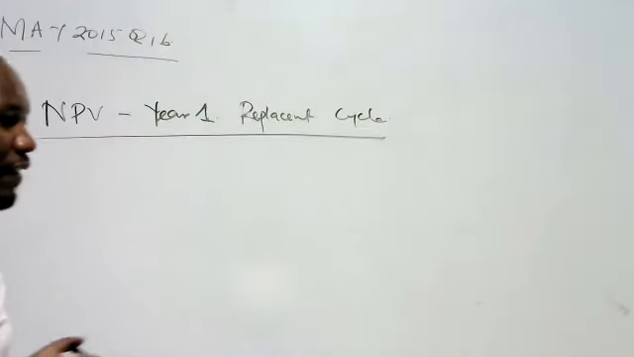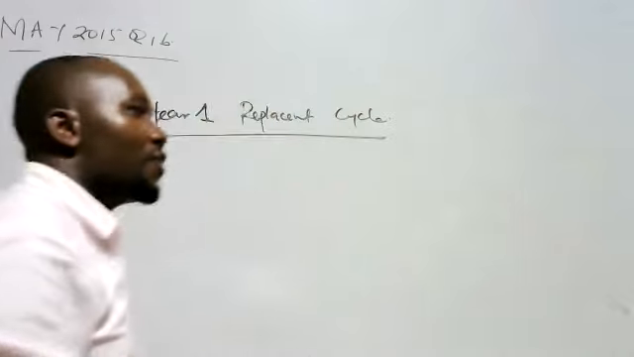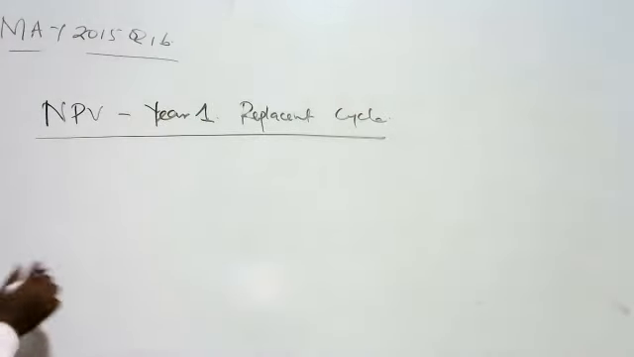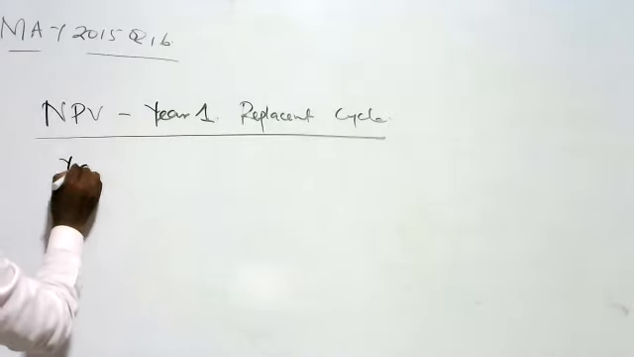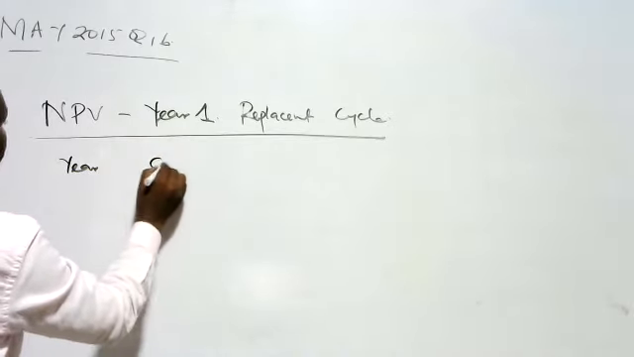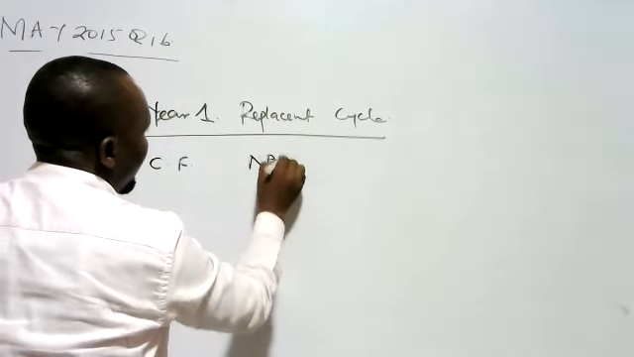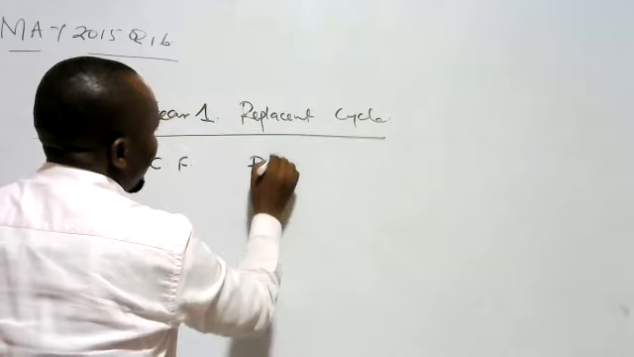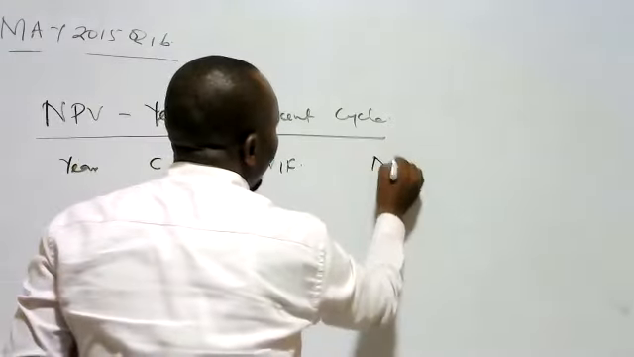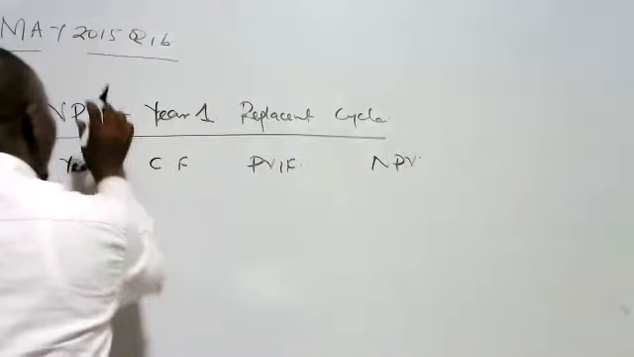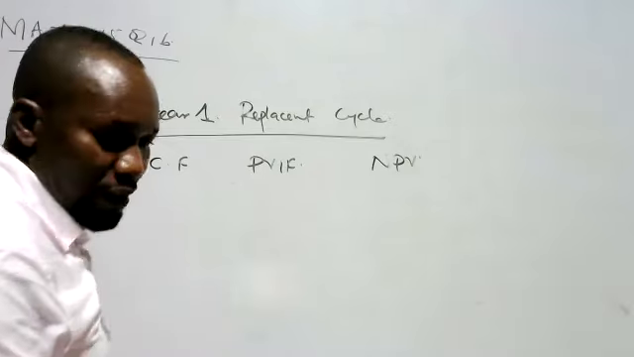So we want to try and tell them, is it good to replace in year one, year two, or year three? So we start with year one, and we are getting NPV. You know how we get our NPV? We start with the year. Then we have our cash flow. Then we have our PV, then we have our NPV. So we are calculating NPV in the normal way. Year one, we have year zero. What was the year zero?